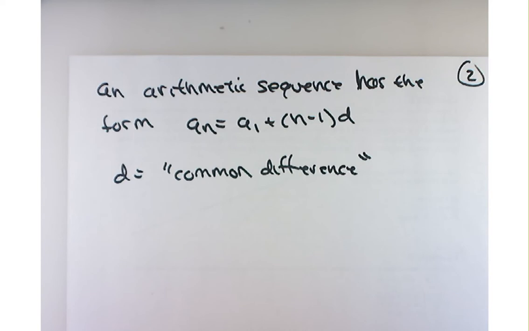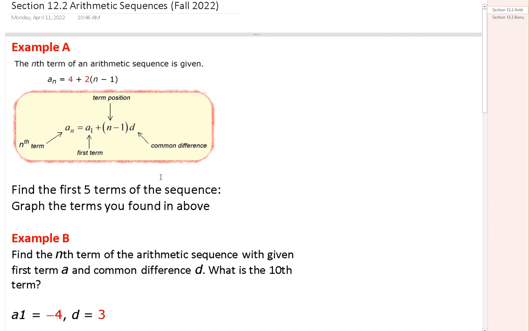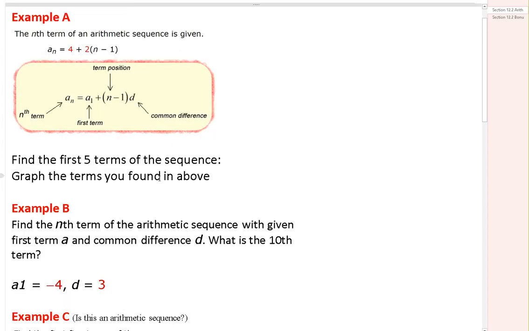So let's take a look at a few examples along these lines, and for that, let me jump over to this right here. So we've got, for example A, they give us a sub n is 4 plus 2 times n minus 1, and all they're asking you for is the first 5 terms of this sequence.